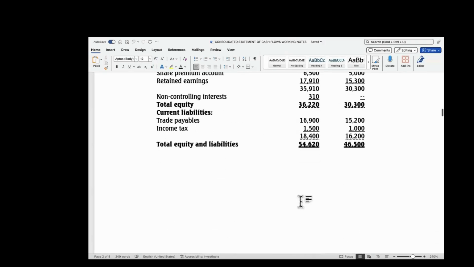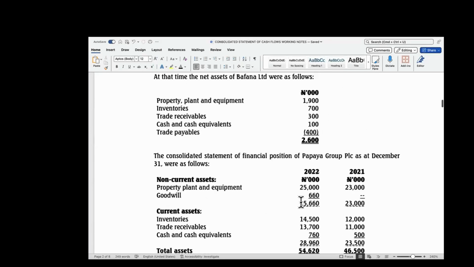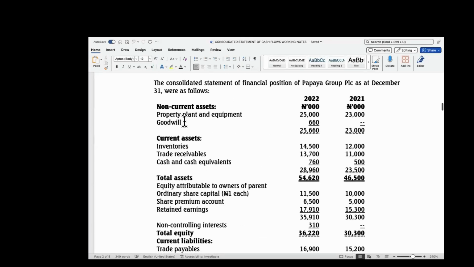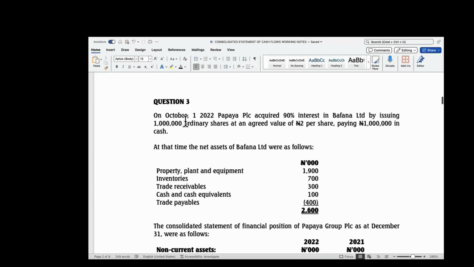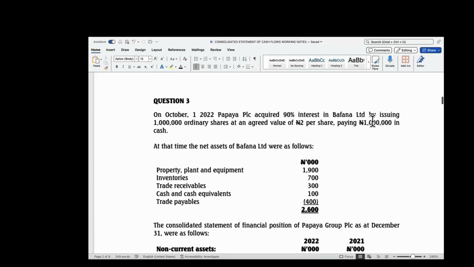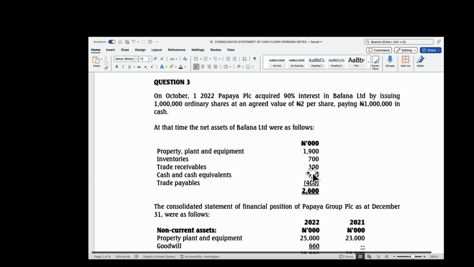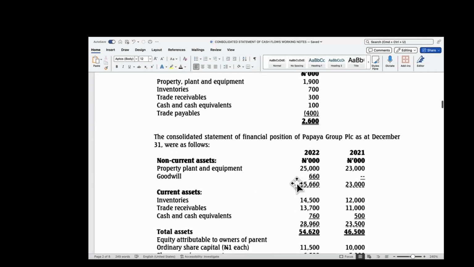Okay, so let's move on then. We have identified the movements in goodwill, and we can see that the only cash movement there was just the 1 million they paid, because the other 2 million is in shares. So they only paid 1 million minus the cash they acquired, leaving us with just 900, which we have shown in our workings.